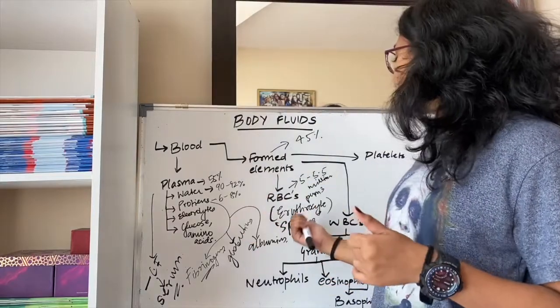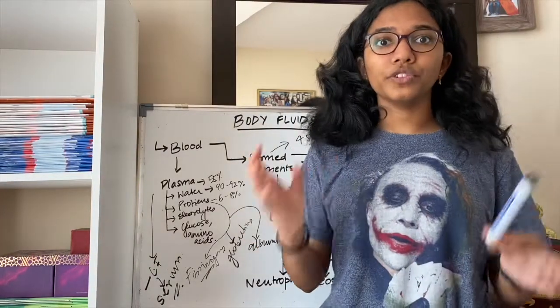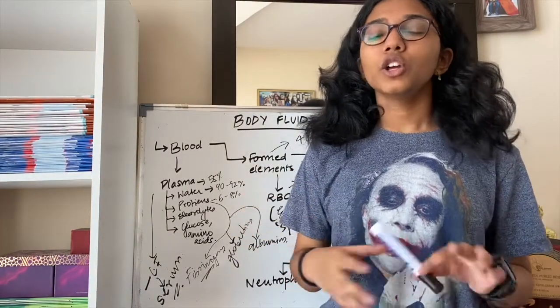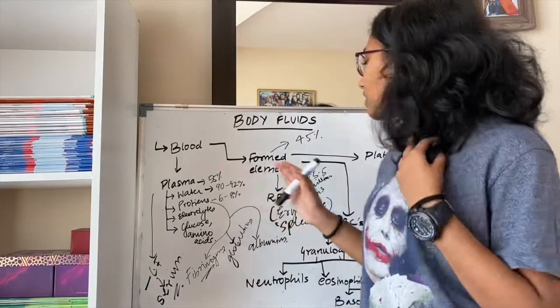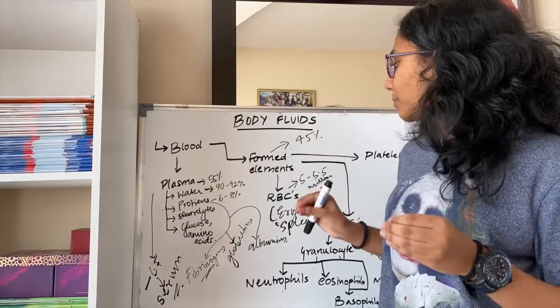And also you have to remember the count of hemoglobin in blood. So there's about 12 to 16 grams of hemoglobin in 100 ml of blood. So these are the major information you have to remember from RBCs.